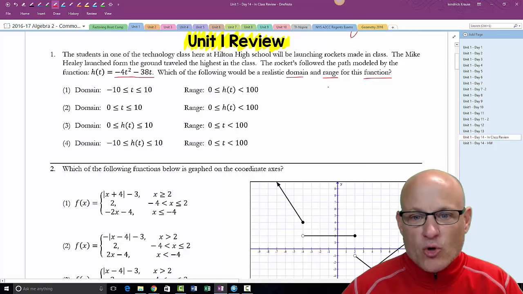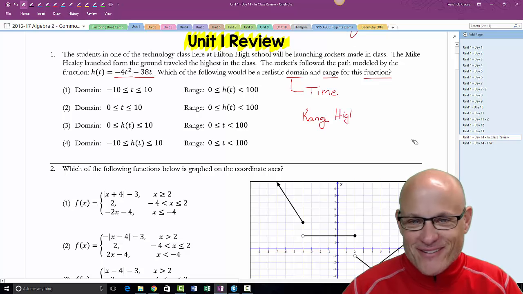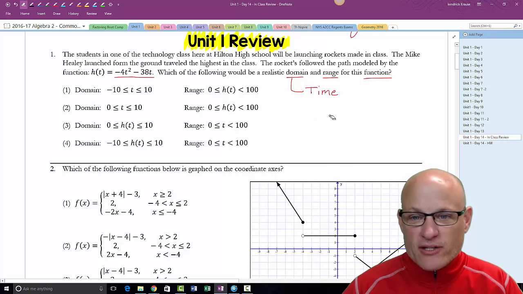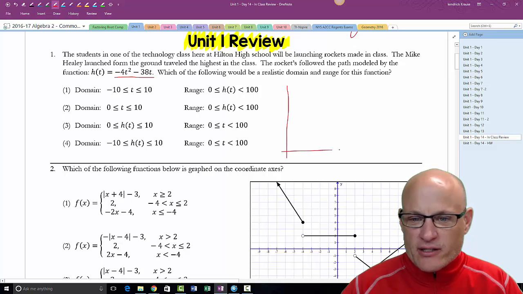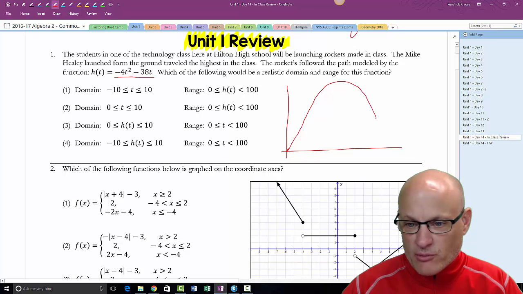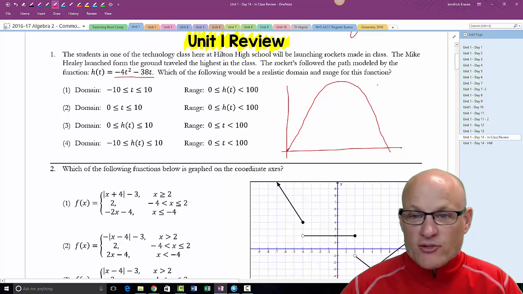Okay. So, in this case, domain is time. And range is height. We'll go H-E-I-G-H-T, hopefully. Range is height. All right. So what's it going to look like? Well, if you draw it, you think, okay, it's going to start somewhere down here, right? And then it's going to take off, go up, go up, go up, and then come down, come down, come down, and hit the ground again, right? So at some point it'll be at its highest.